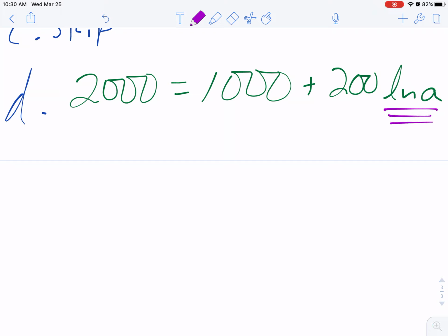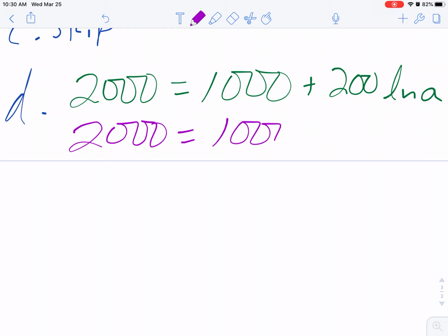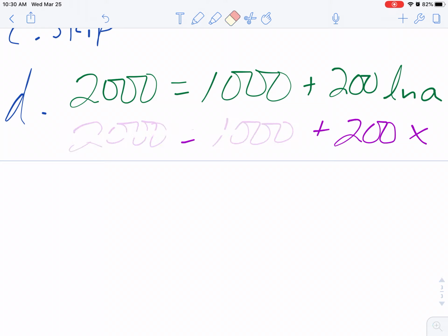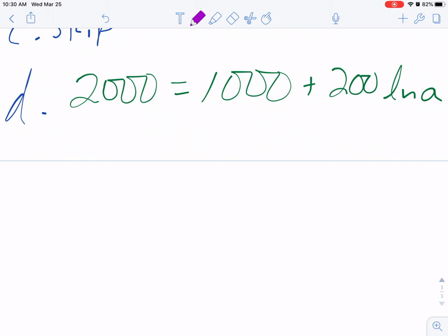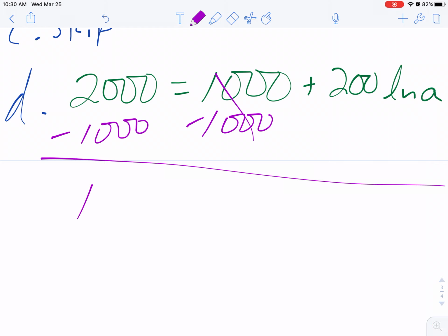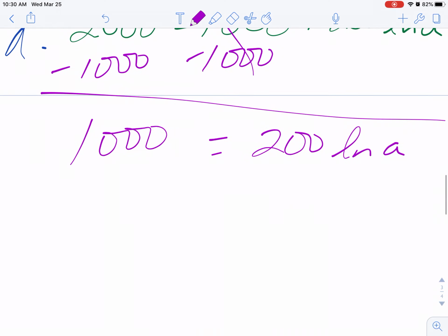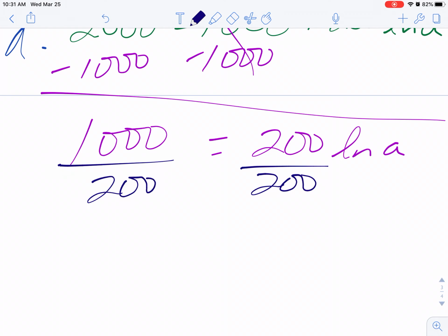Okay, don't get stressed out about this logarithm. You don't have to do anything with it on the first couple steps. Just treat it like you would treat a variable. Okay, if I asked you to solve this equation, what would you do first? Don't stress out about the log. We'll deal with that toward the end of this problem. But the first step is to subtract 1,000. Hopefully that's what you were thinking. So that's 1,000 equals 200 ln of a. The next step would be to divide by 200. Okay, we're just trying to solve for a.